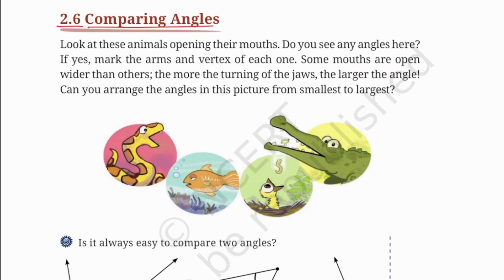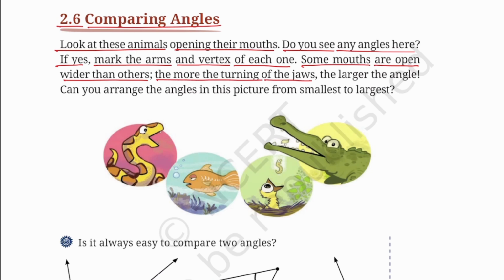2.6 Comparing angles. Look at these animals opening their mouths. Do you see any angles here? If yes, mark the arms and vertex of each one. Some mouths are open wider than others. The more the turning of the jaws, the larger the angle. Can you arrange the angles in this picture from smallest to largest?